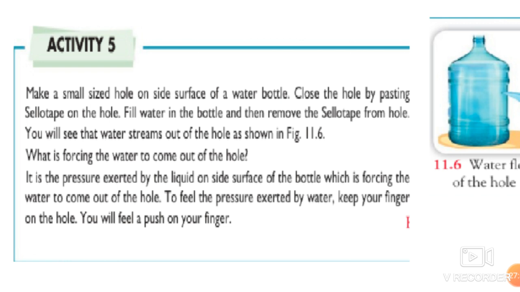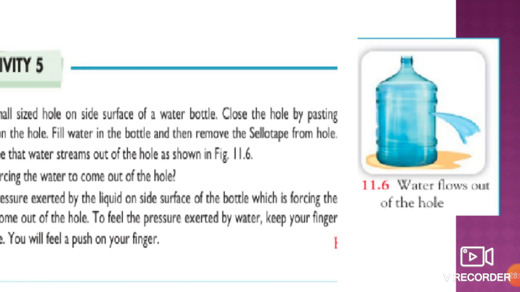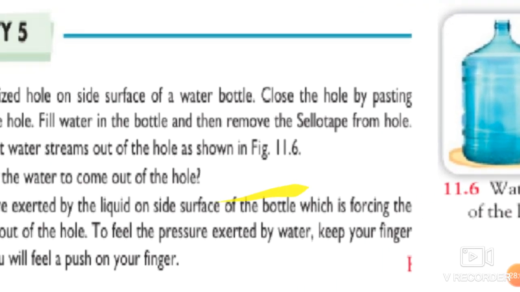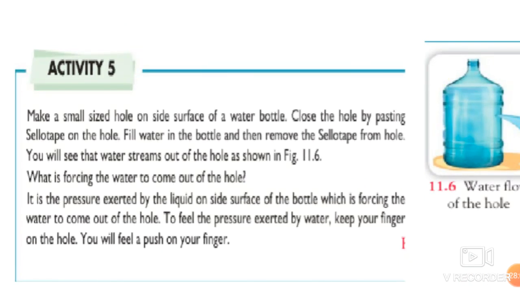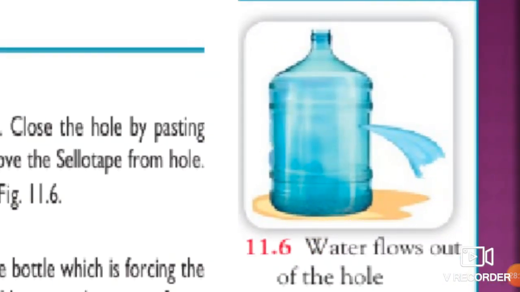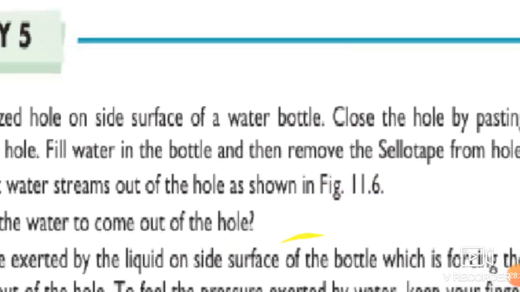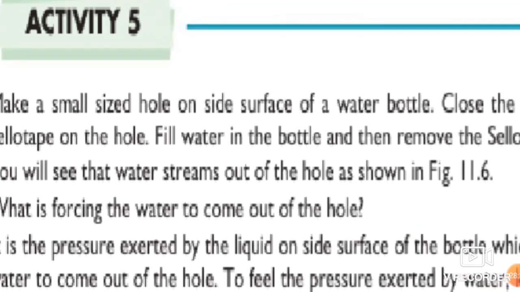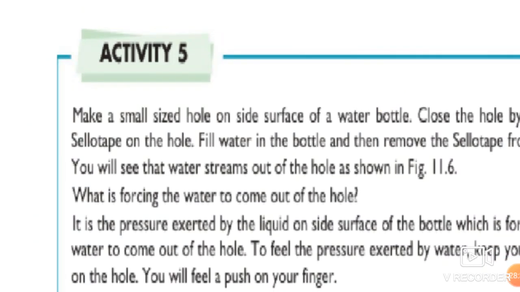Okay, now after that you have to fill water in the bottle and remove the sellotape from the hole. So what you will see, students, over here, is that the water streams out of the hole, just like shown in this picture. See students, when you remove the sellotape attached to that hole, what will happen? The water in the bottle flows down. That water in the bottle streams out.